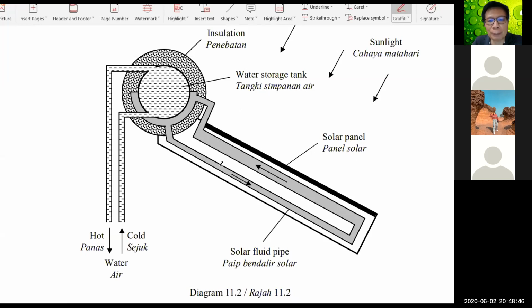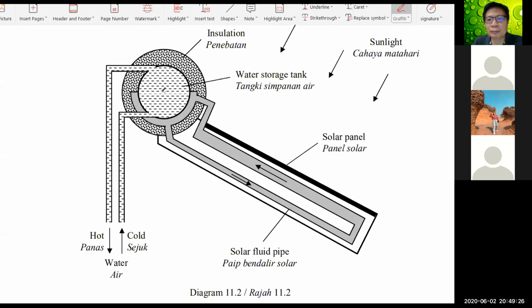If you heat up the solar fluid, okay? Over here there is a type of liquid. So this solar panel will heat up this. See that? This solar fluid here is cold. The cold one comes here, so it will be heated up. This solar panel absorbs the sunlight and becomes hot, right? So the heat will then be used to heat up the solar fluid. So this solar fluid becomes hot already. Then it comes here, and it can heat up the water. The solar fluid carries the heat, comes here, then heats up the water.